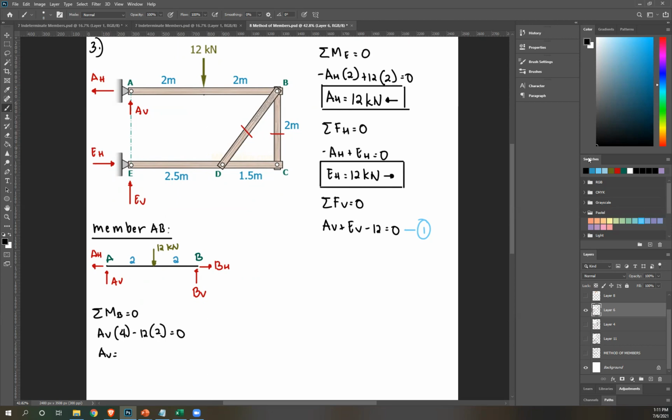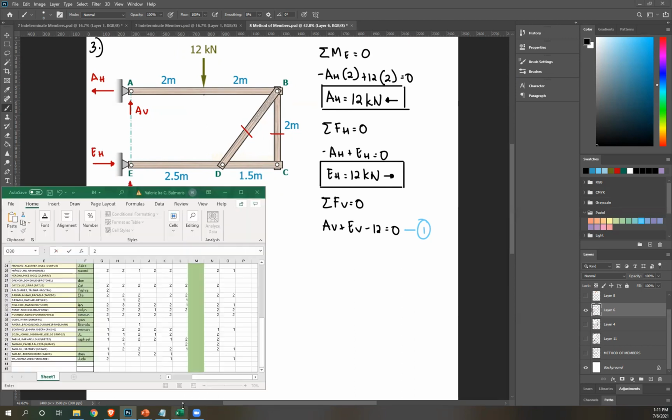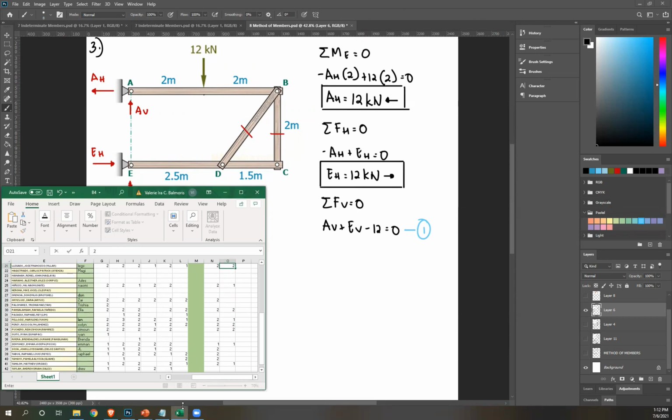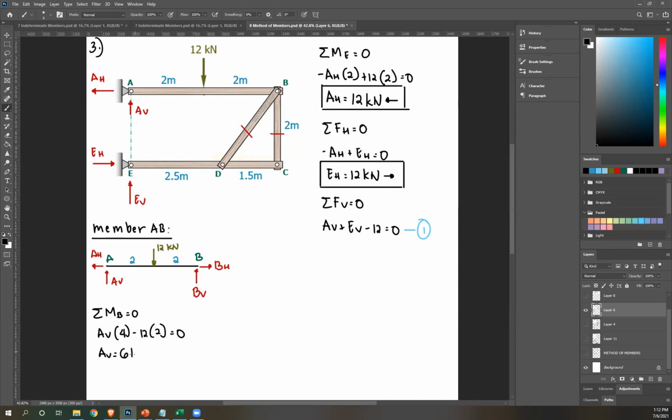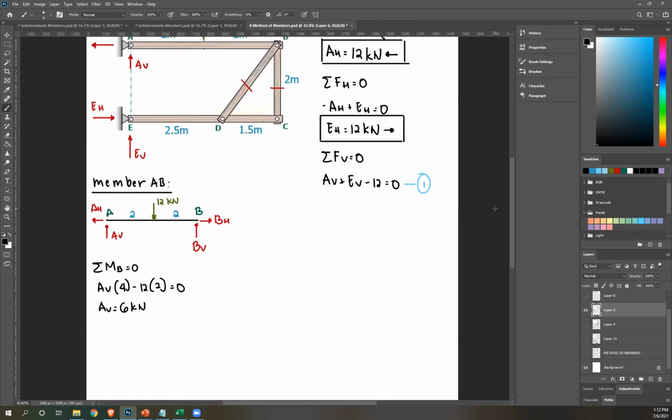Correct, it's positive 6. Positive, correct assumption. Our assumption upward.